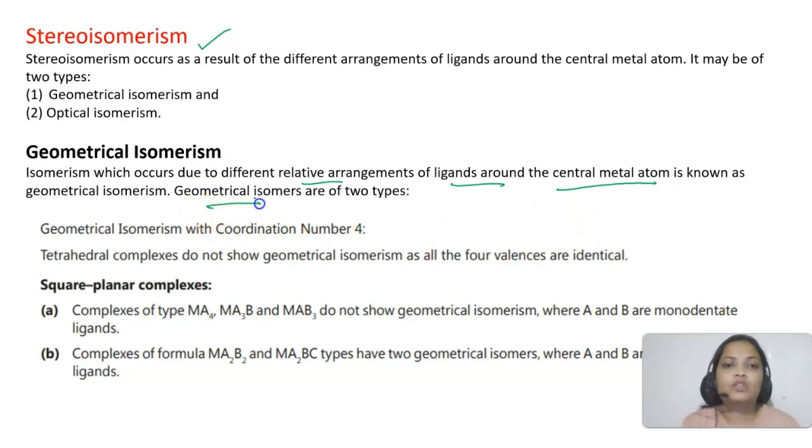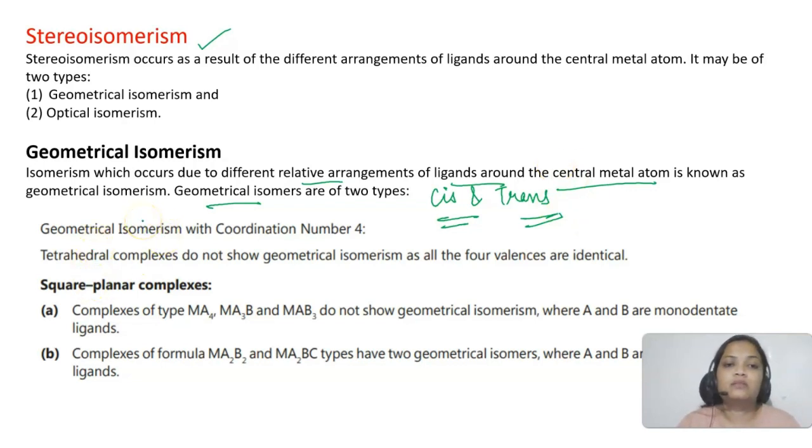They are of two types, cis and trans. In cis isomerism, similar groups are attached adjacent to each other, and in trans isomers the similar groups will be opposite to each other. Okay, we will see some examples related to it.